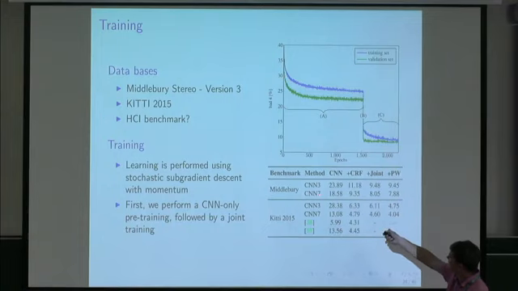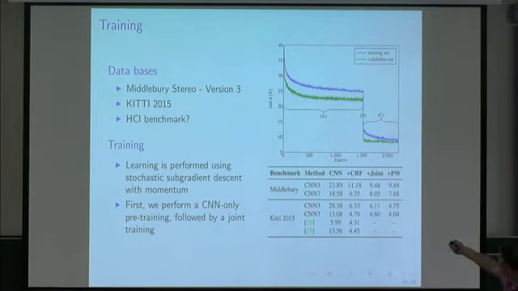Only the CNN gives you an error of 23. Then if you just add the CRF without joint training, it decreases to 11. Then if you do a joint training, it decreases down to 9. And then if you add the pairwise terms, it also gives you a little bit of performance increase. On this particular data set, not so much, but for example, on this data set or on this one, it helps you more.